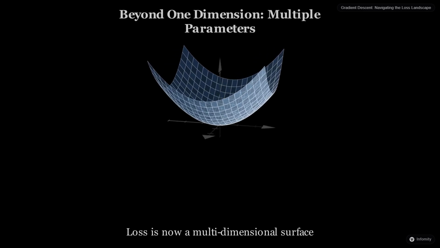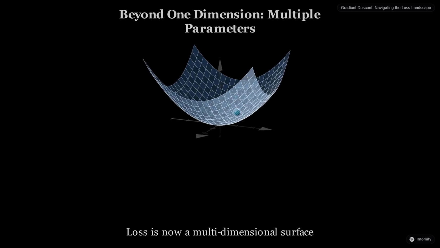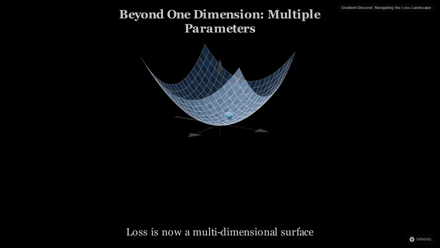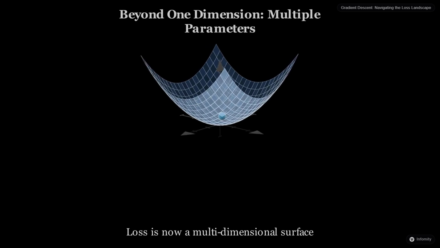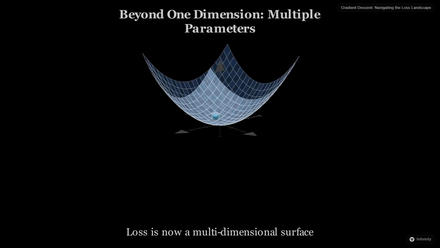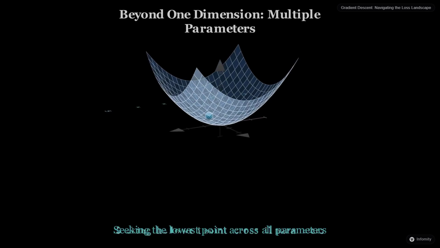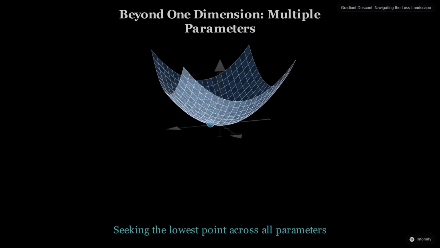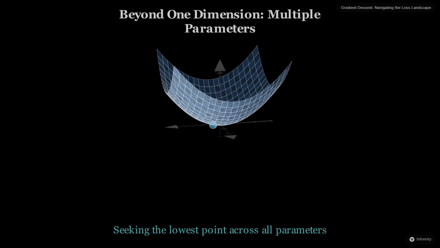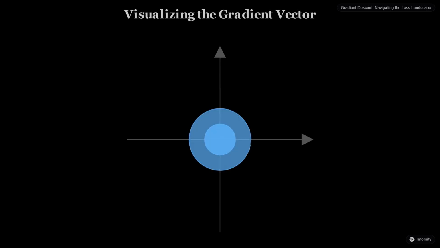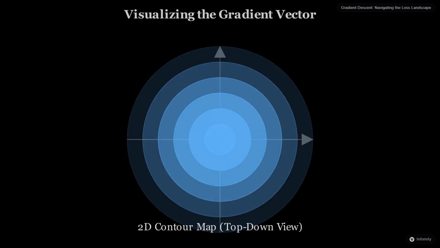Instead of a single slope, we now consider the gradient vector, which points in the direction of steepest descent across all parameters simultaneously. Gradient descent applies the exact same logic, just in a higher dimensional space. To truly see how optimization works, let's look at a 2D contour map of our loss landscape. This top-down view uses concentric circles to represent different elevation levels of error.